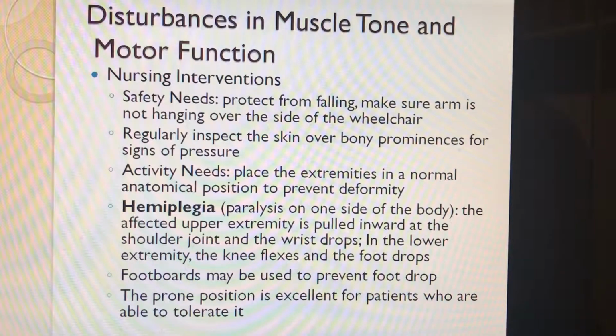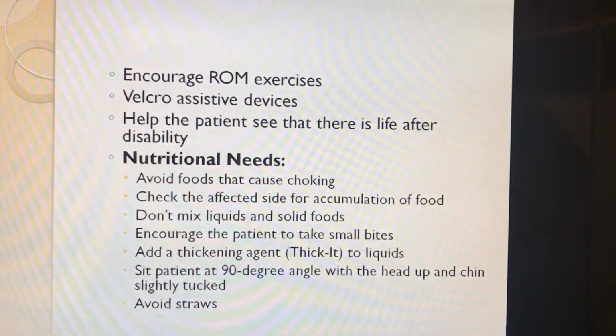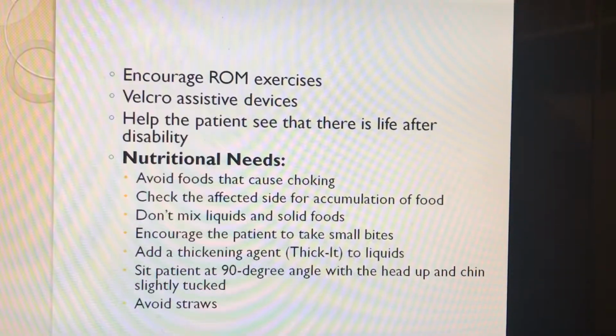If they have hemiplegia, which is paralysis on one side of the body, the affected upper extremity is pulled inward at the shoulder joint and the wrist drops. If it's in the lower extremity, the knee flexes and the foot drops. So foot boards may be used to prevent foot drop, and the prone position is excellent for patients who are able to tolerate it. You want to encourage range of motion exercises. You can use Velcro assisted devices and help the patient see that there is life after disability.